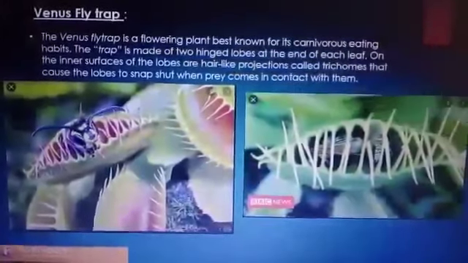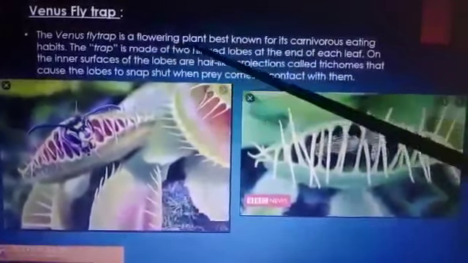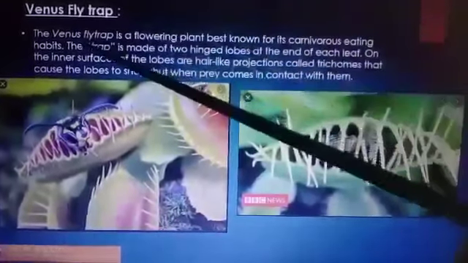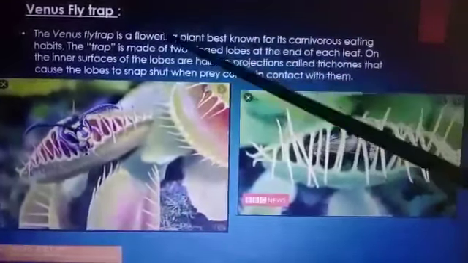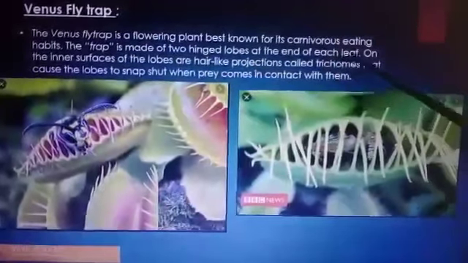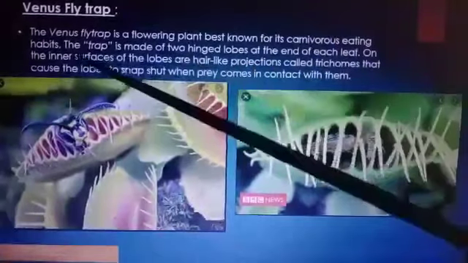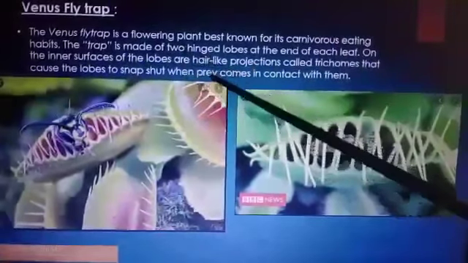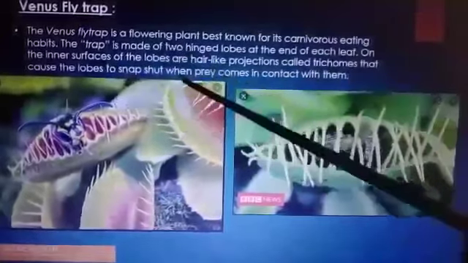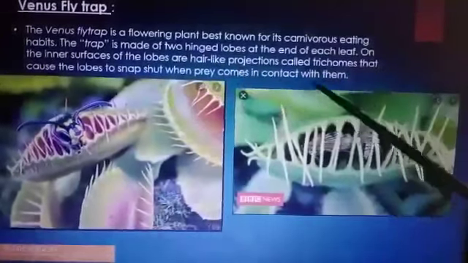Venus flytrap. Now, Venus flytrap is a flowering plant best known for its carnivorous eating habits, which means it traps insects. The trap is made of two hinged lobes at the end of each leaf. On the inner surface of the lobes are hair-like projections called trichomes that cause the lobes to snap shut when the prey comes in contact with them.